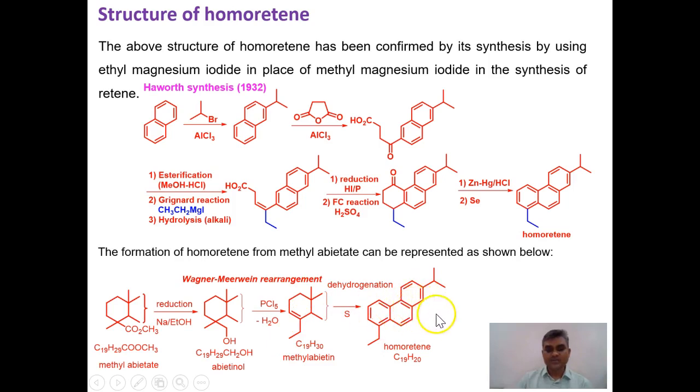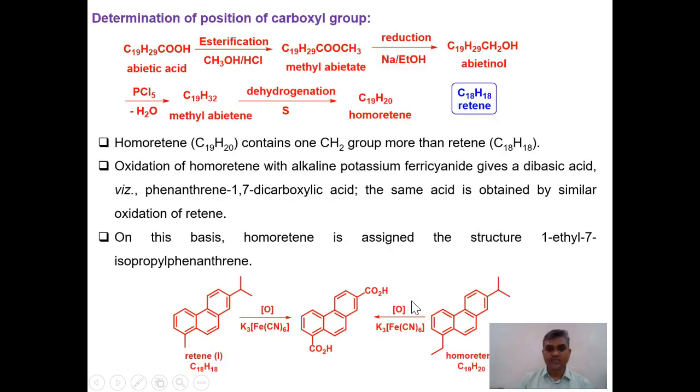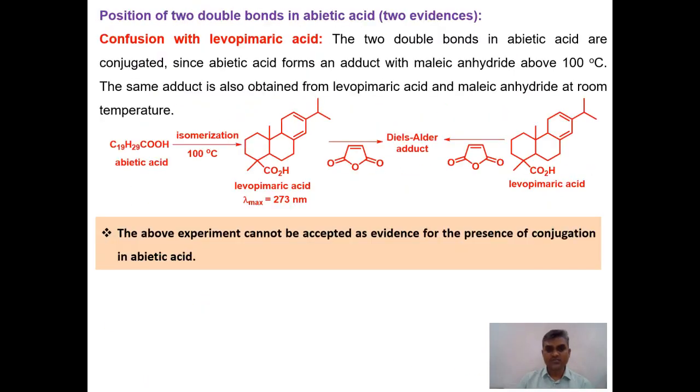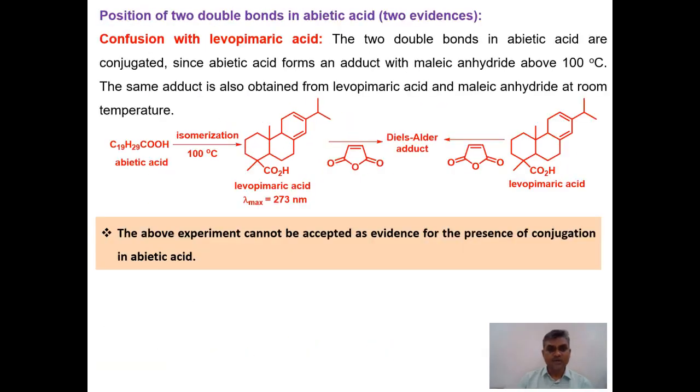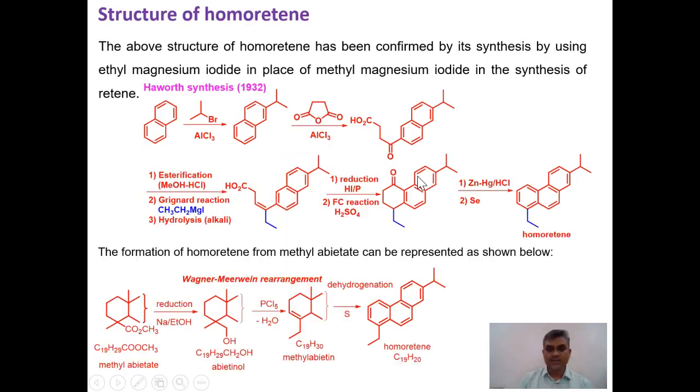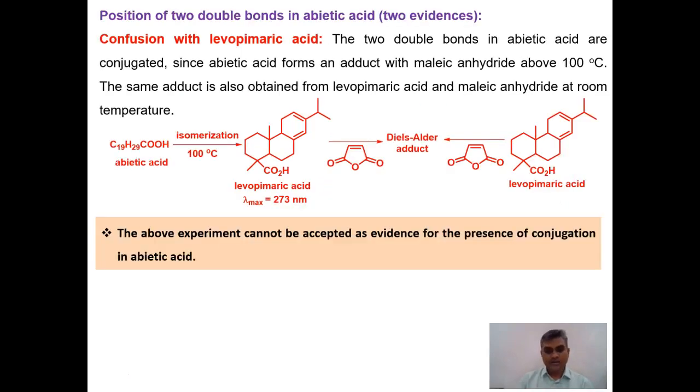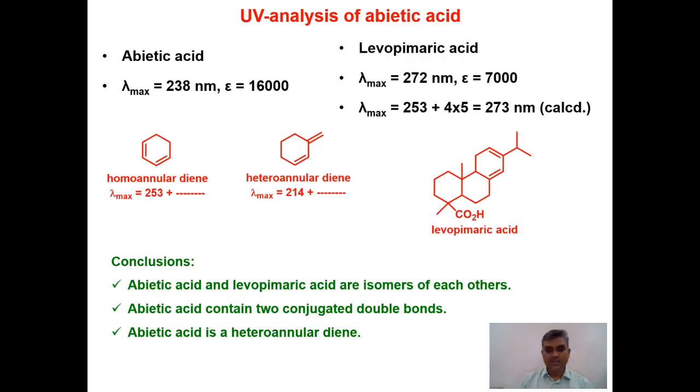So in this way, in the phenanthrene skeleton, we have now proved the position of the COOH group, which is a tertiary carboxyl group. Now, after getting the position of the COOH group, in this way we have progressed. We got the position of the angular methyl group as well as the position of the carboxyl group.